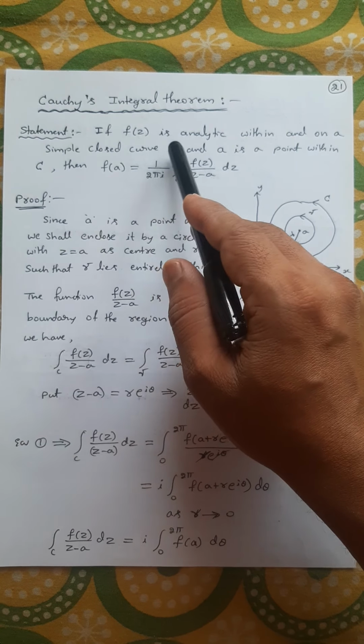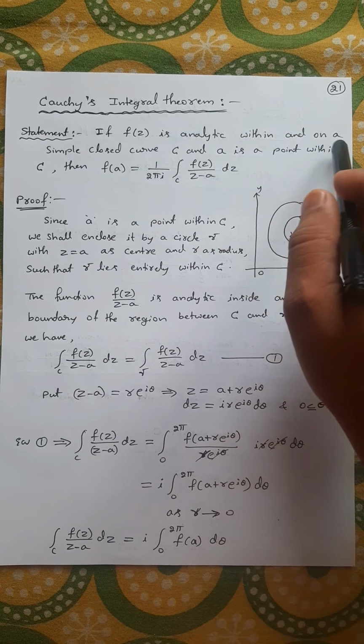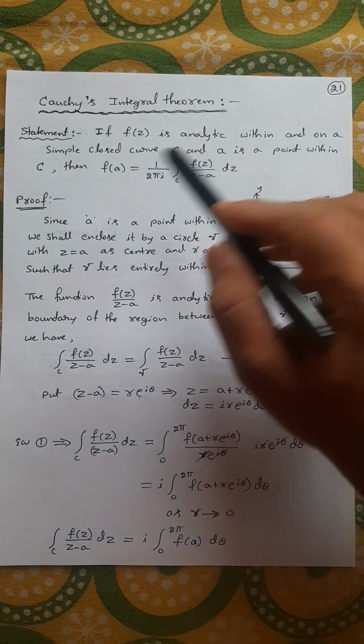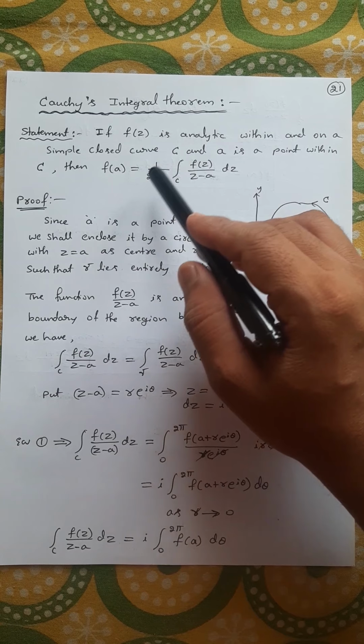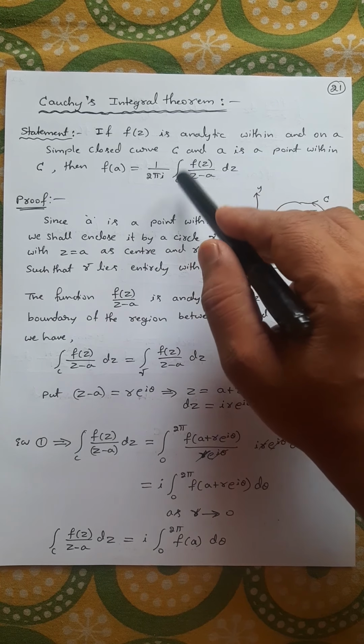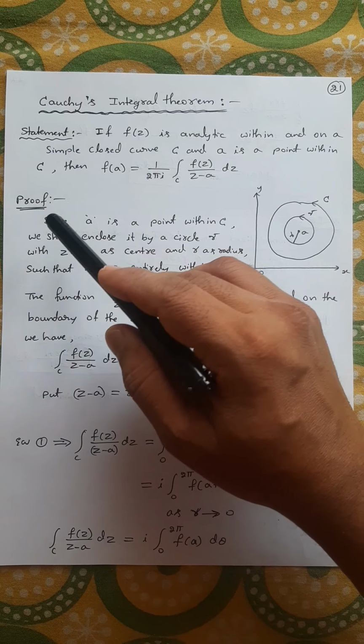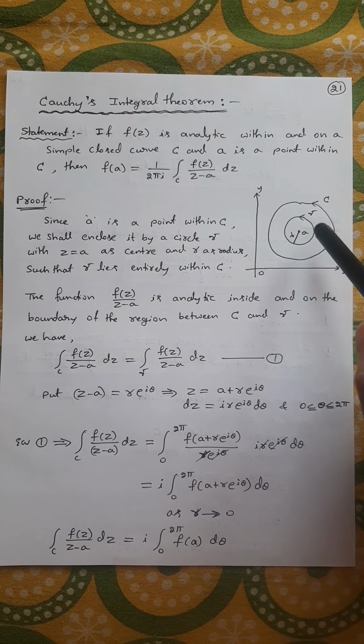Statement: if f(z) is analytic within and on a simple closed curve C and a is a point within C, then f(a) equals 1 by 2 pi i integration over C of f(z) by (z minus a) into dz. Proof: draw the figure.